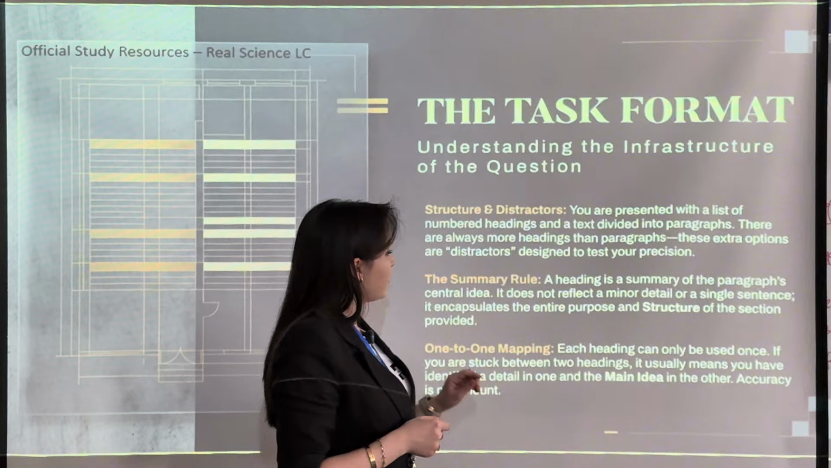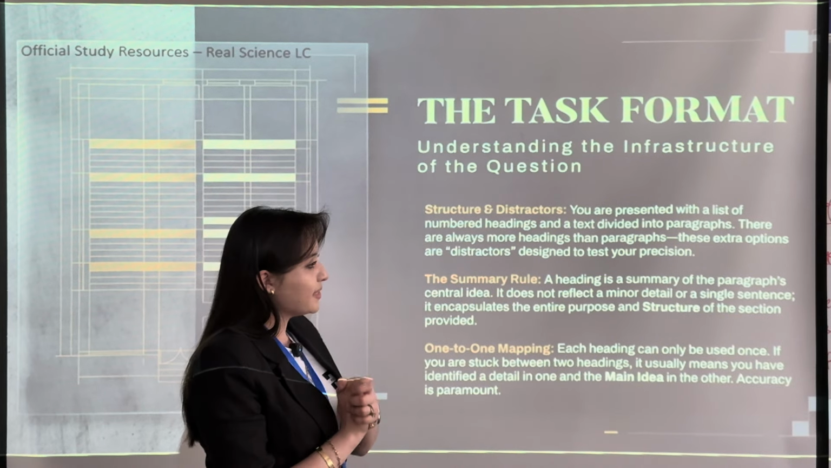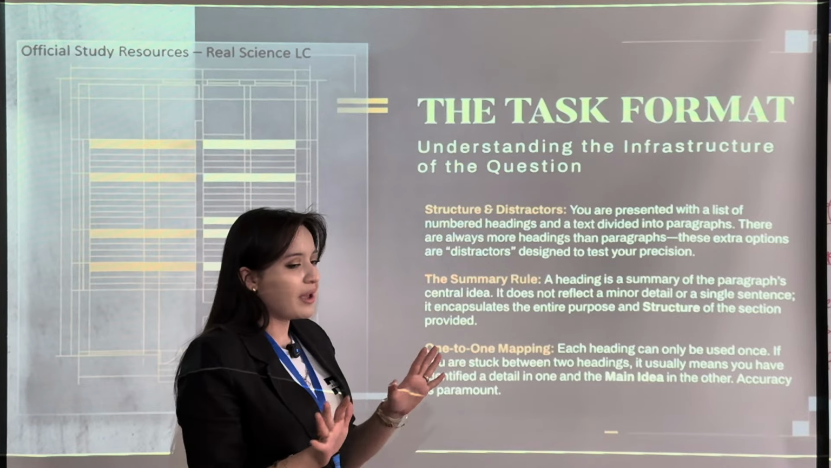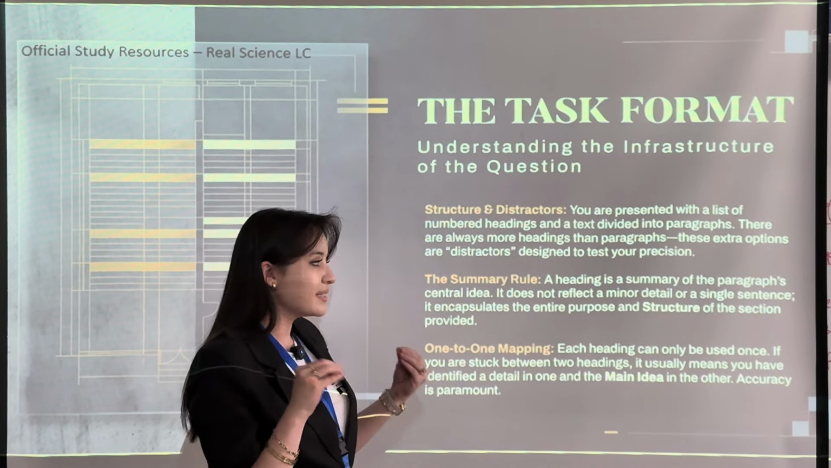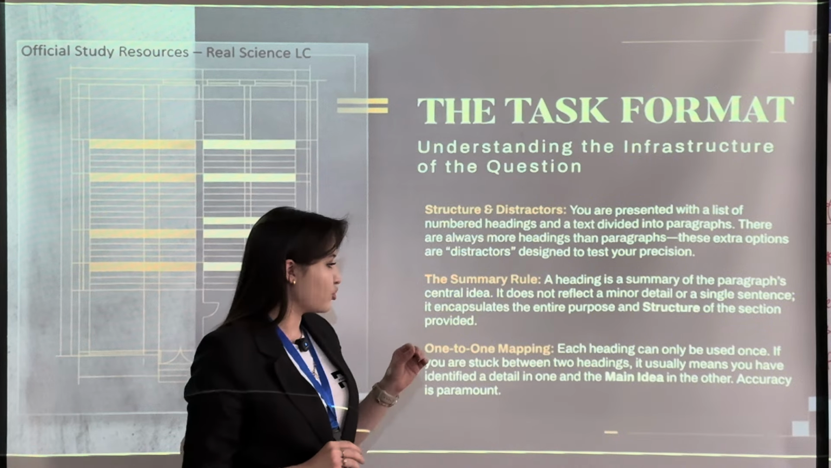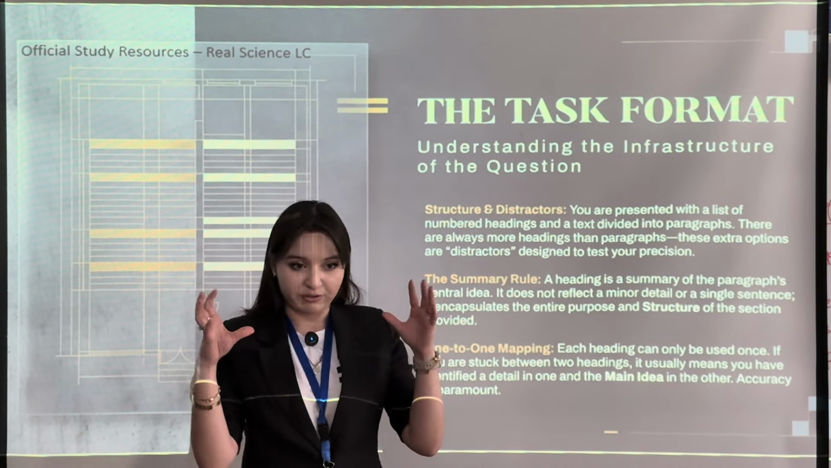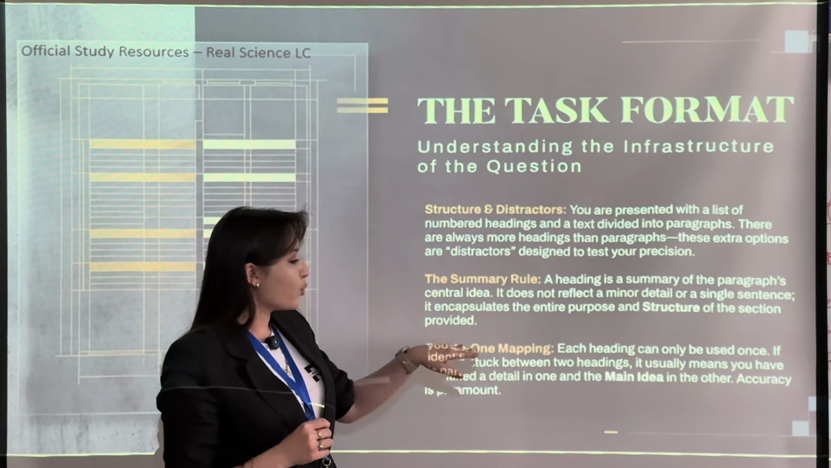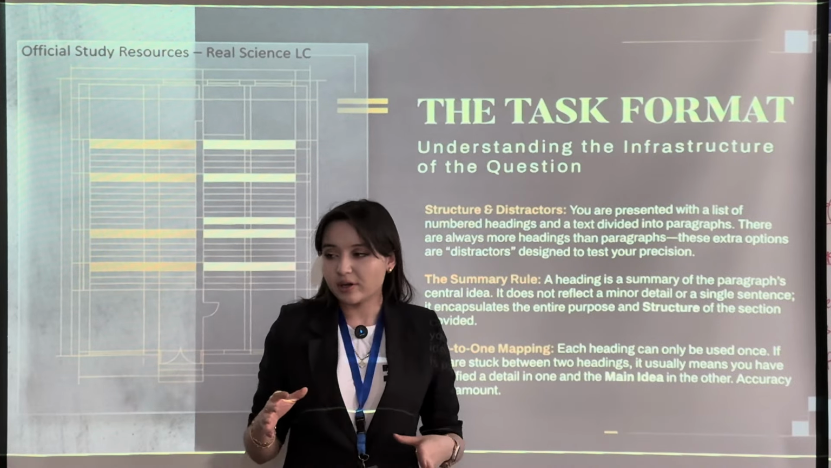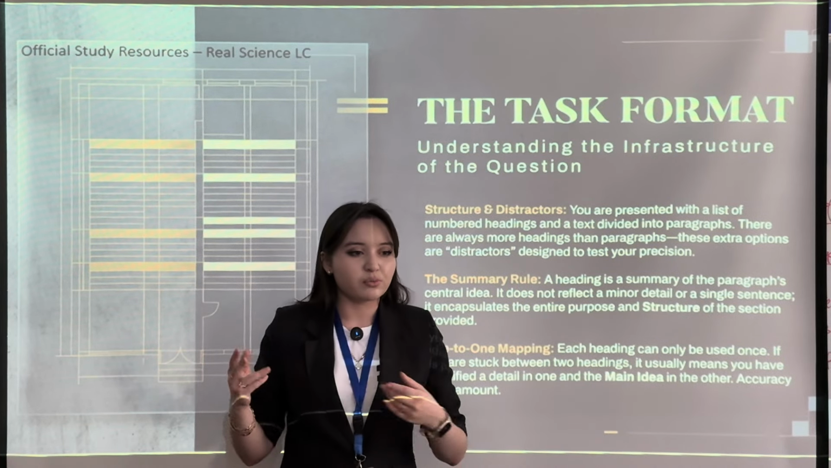Okay? The summary rule. A heading is a summary of the paragraph's central idea. It does not reflect a minor detail or a single sentence. It encapsulates the entire purpose and structure of the section provided, of the paragraph provided. Okay? And one-to-one mapping. Each heading can only be used once. You are not allowed to use one heading more than once, for example, for 2 answers.